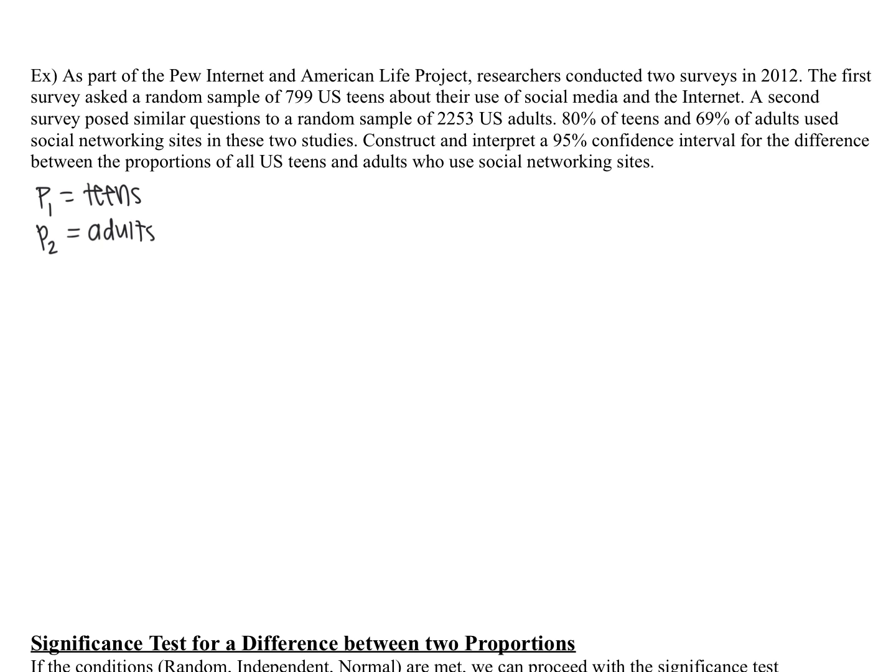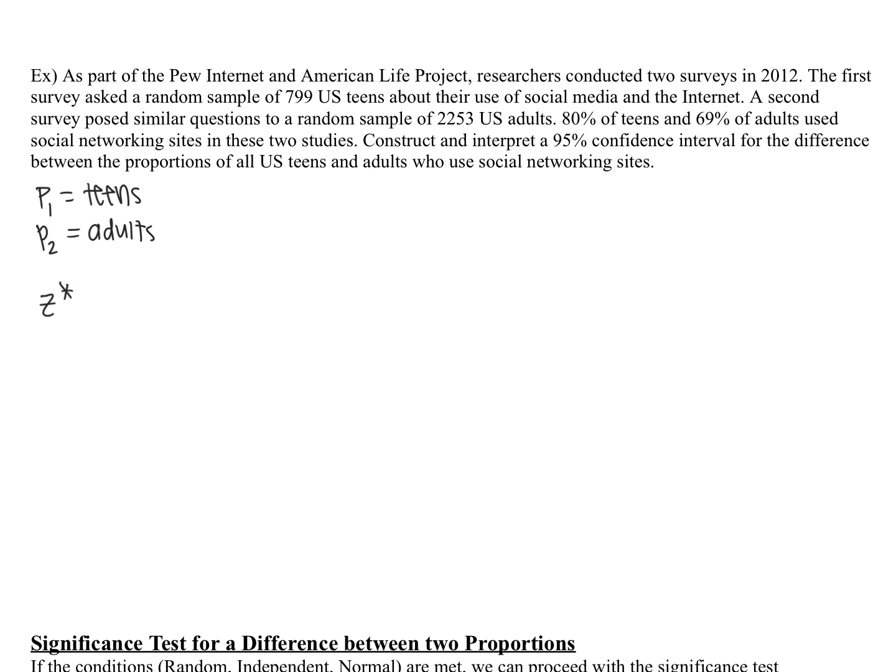I typically always define my variables so P1 is always the bigger proportion so that my confidence interval does not contain negatives if possible. It just lowers the chances. It doesn't make it 100% sure that it's not going to contain negatives. It's not wrong to have a confidence interval with negatives for a difference in proportions. It could still happen. It would just mean that that's the case when your second proportion is more likely than the first.